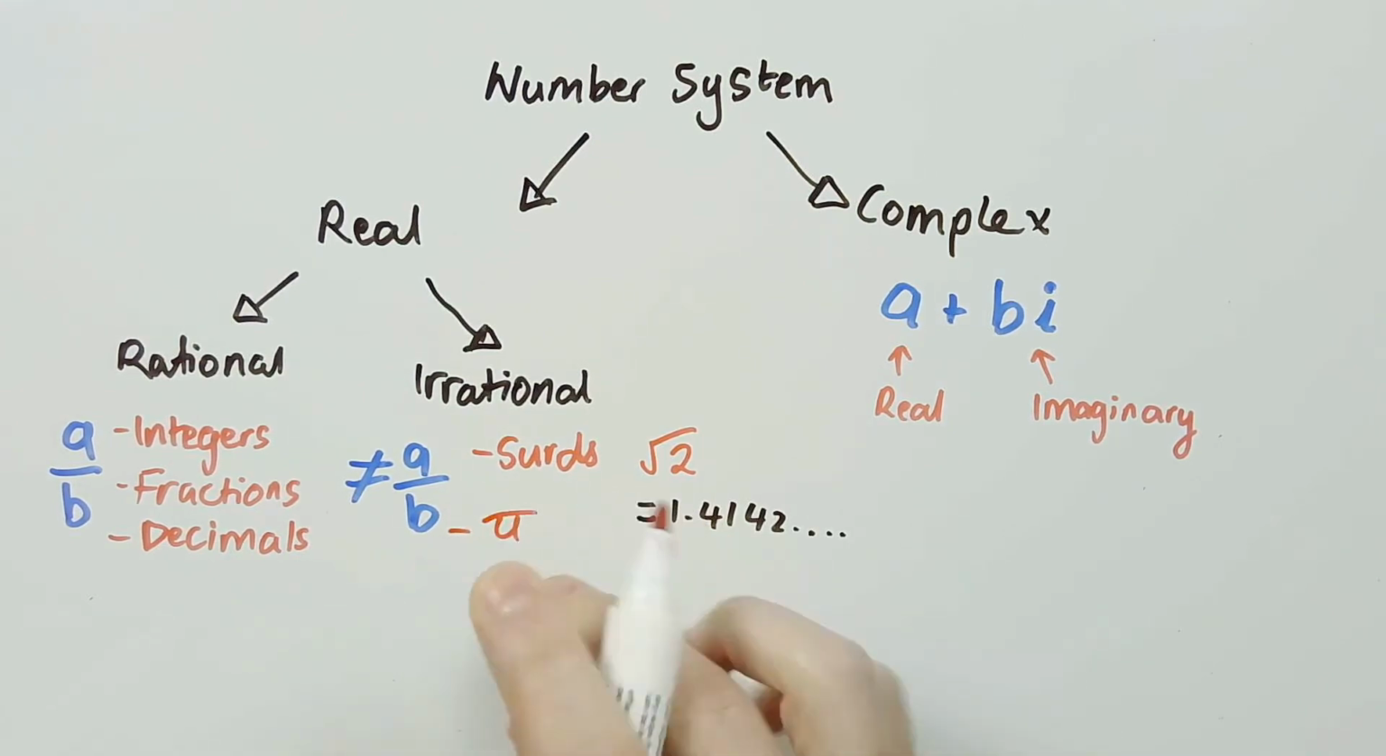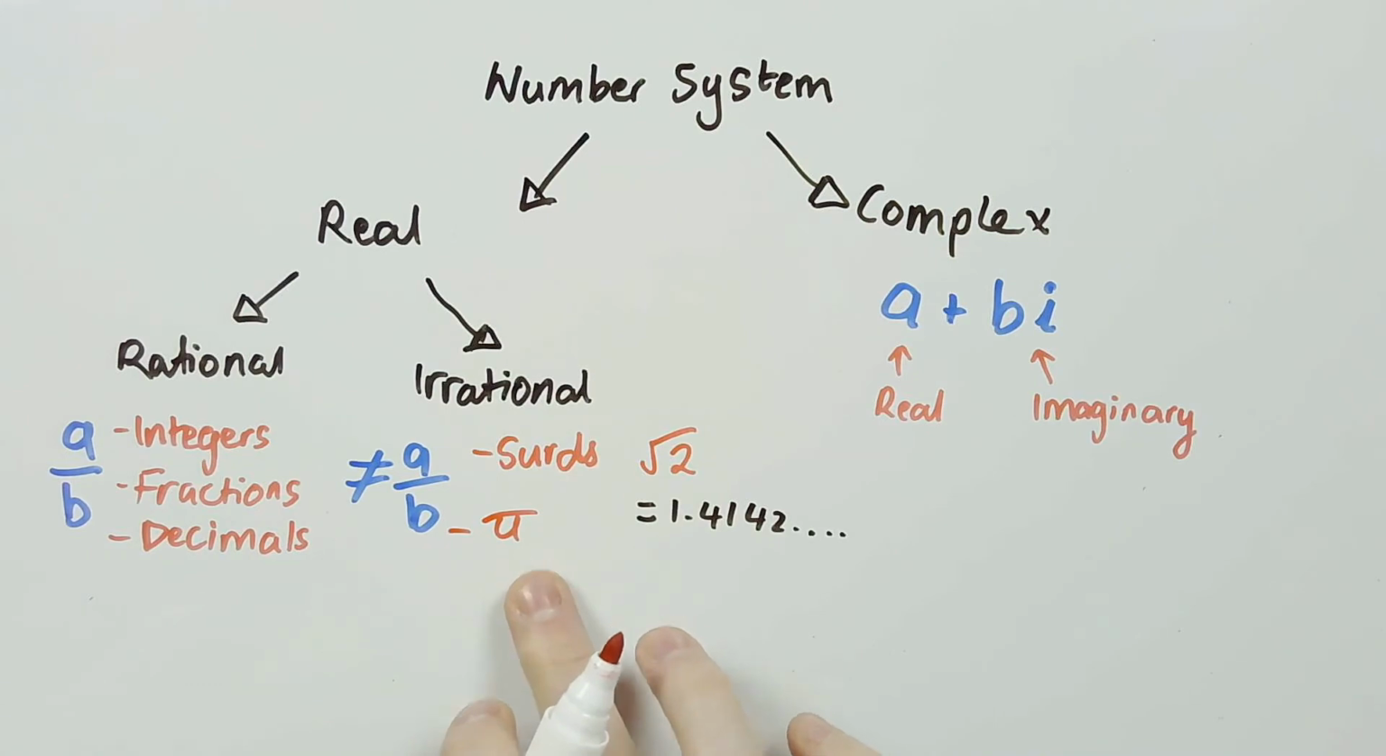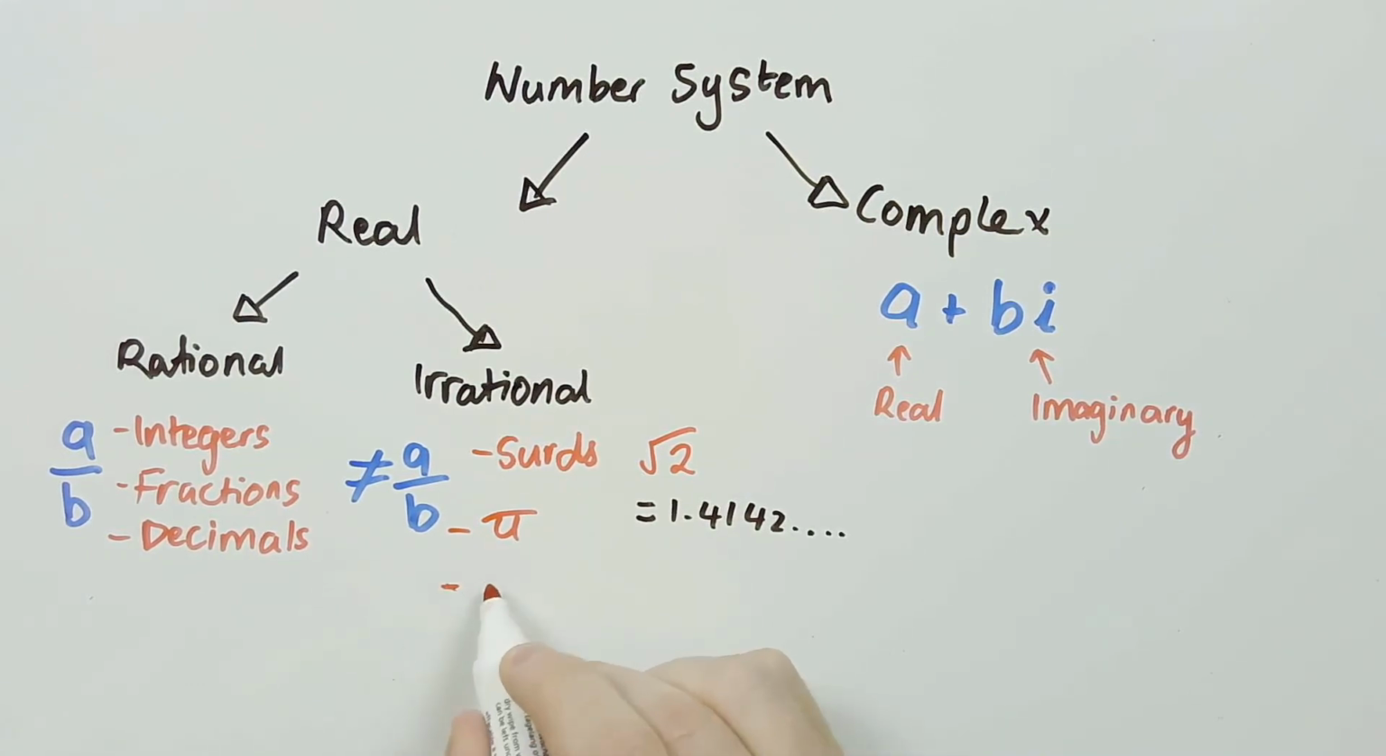Pi, you may have heard of this. Don't worry too much if you haven't. We'll cover this in another video. And likewise with another irrational number, e, which is fairly commonly used in maths as well.